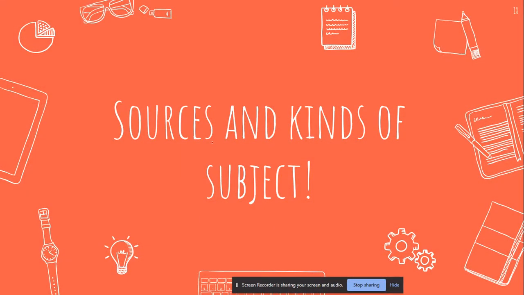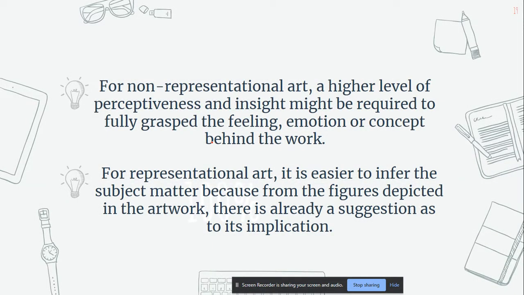Now let's proceed to the sources and kinds of subject. For non-representational art, a higher level of perceptiveness and insight might be required to fully grasp the feeling, emotion, or concept behind the work. For representational art, it is easier to infer the subject matter because from the figures depicted in the artwork, there is already a suggestion as to its implication.